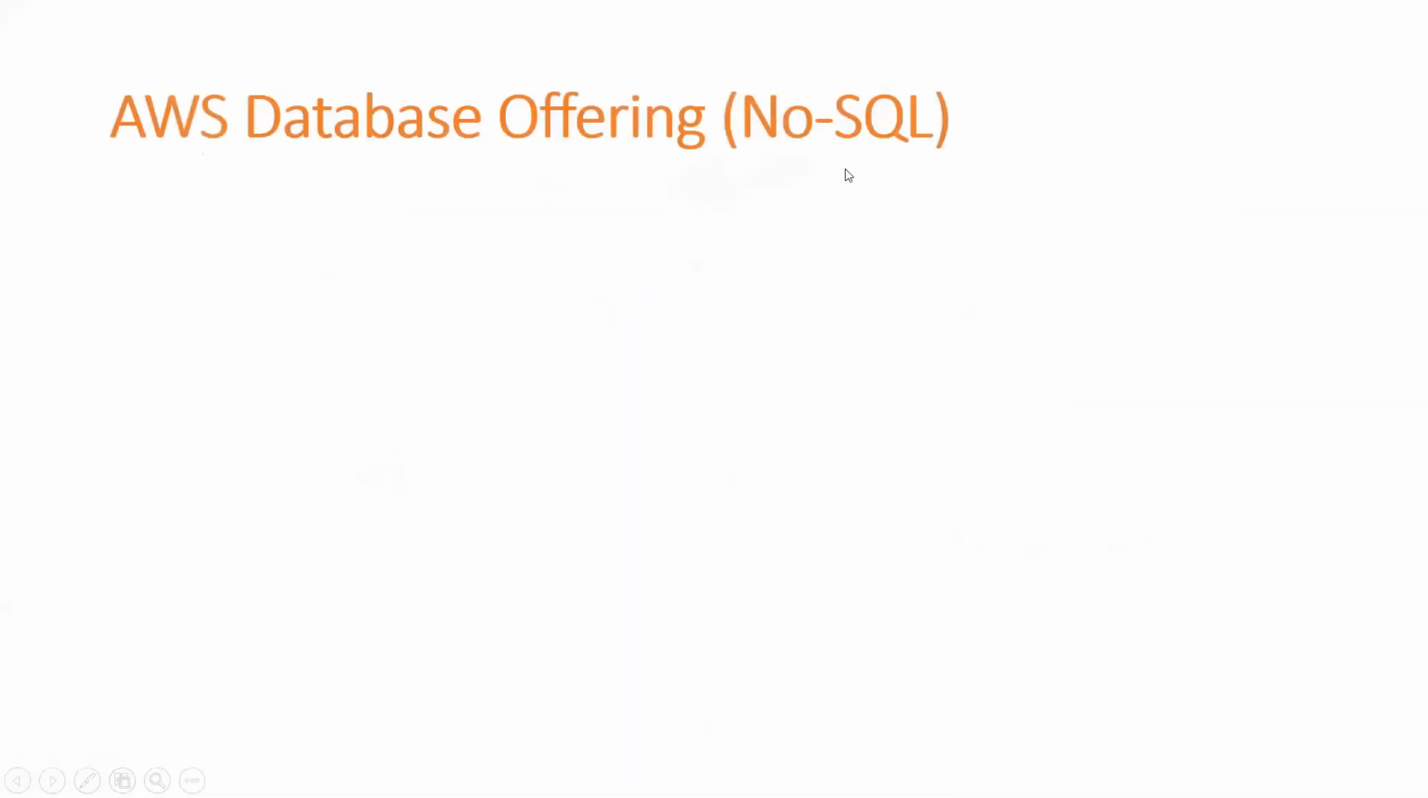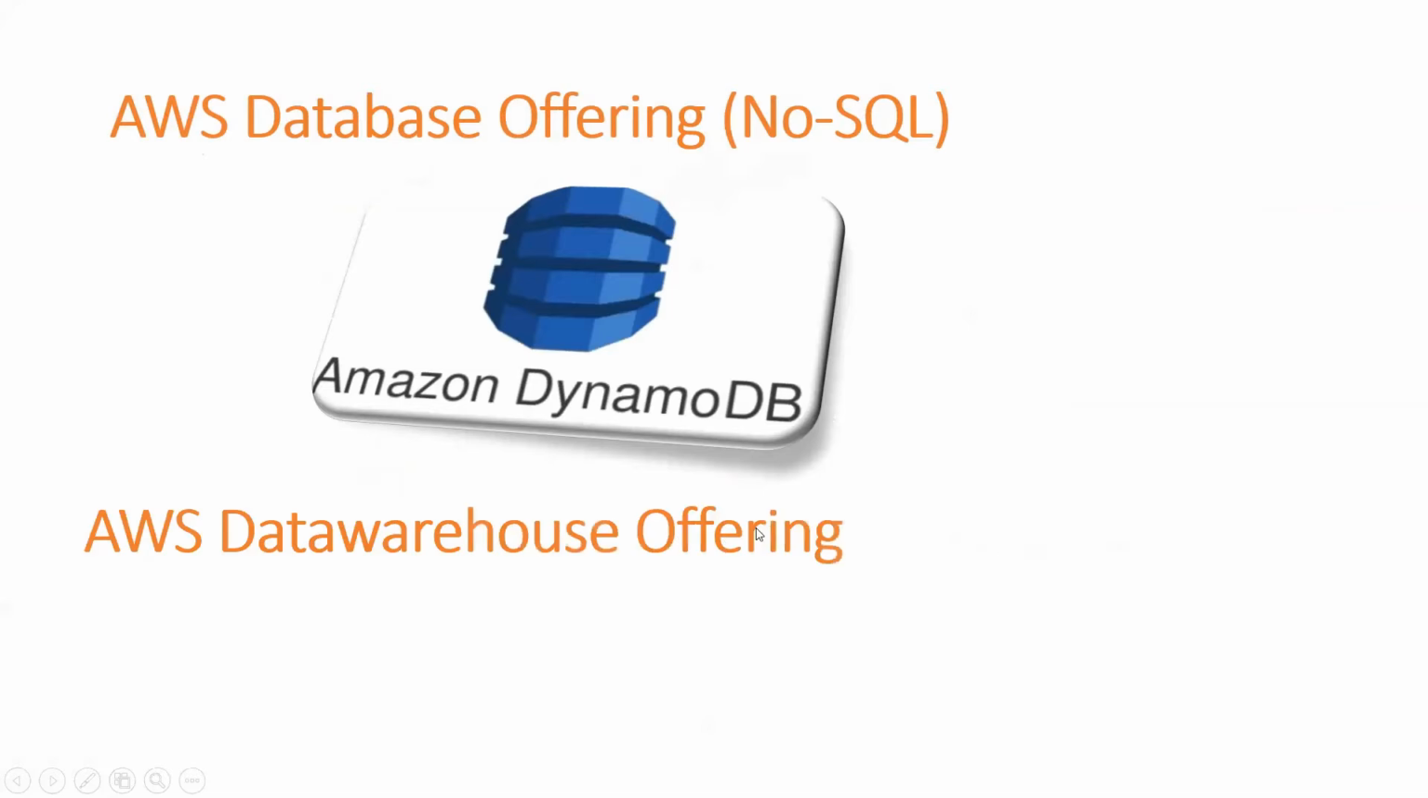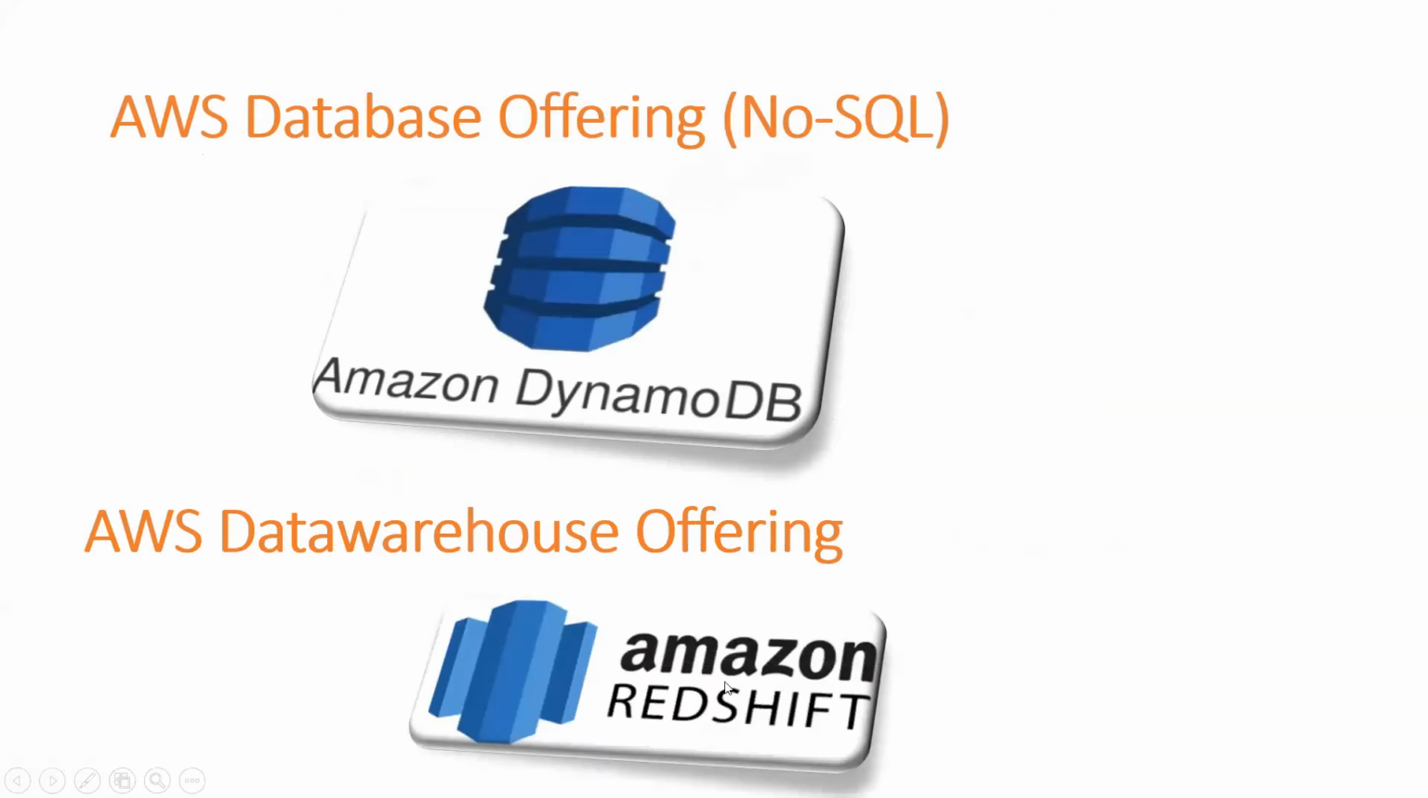Let's talk about the NoSQL based offering that we have. Amazon DynamoDB is a NoSQL based database which will be used for your web applications, your mobile applications, as well as your social media kind of applications. Then for the data warehousing offering, which we discussed earlier also, we have Redshift that would be used for warehousing kind of scenarios. Now let's talk about a bit of basics of Amazon RDS, and then we'll jump into the console and see how we can configure one in the demonstration.